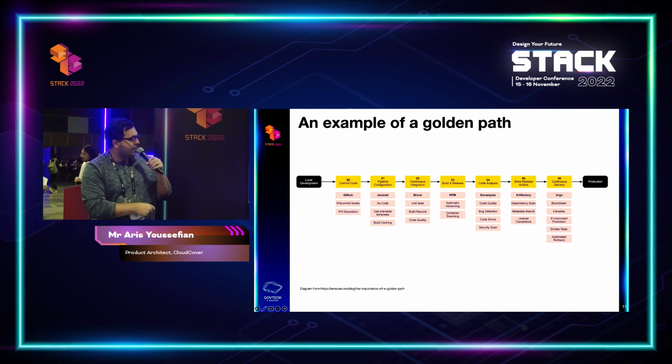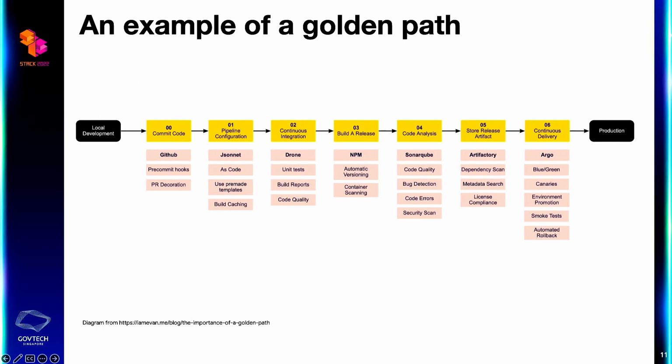This slide doesn't translate well on this small screen. However, here's an example of a golden path with 7 pillars. I'll read them out to you.